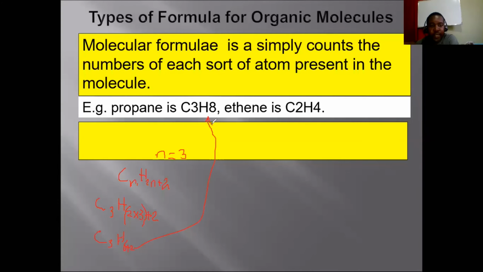So that's how we get C3H8. And then for ethene, we know that eth is our prefix, which means n will now be 2. And this is ene, so ene means it's an alkene. So that's where the general formula is CnH2n plus 1. No, sorry, there's no plus 1 here.